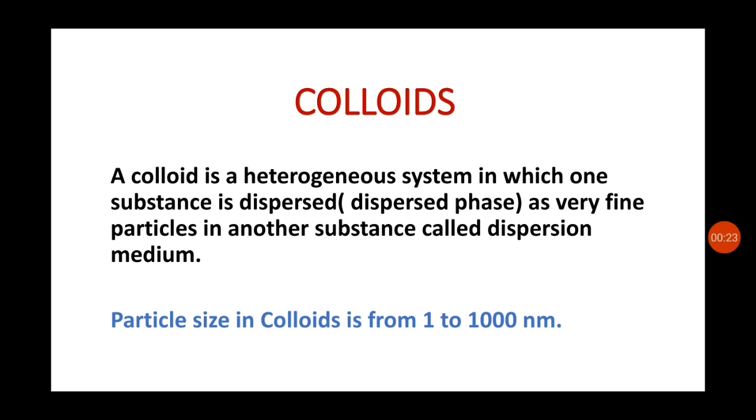So a colloid is a heterogeneous system in which one substance is dispersed as very fine particles in another substance known as dispersion medium. The substance which is dispersed is known as dispersed phase. Like in case of solution, we have solute and solvent. Solute is in small quantity whereas solvent is in higher quantity. Similar is the case here. The dispersed phase is in lesser quantity whereas the dispersion medium is in higher quantity.